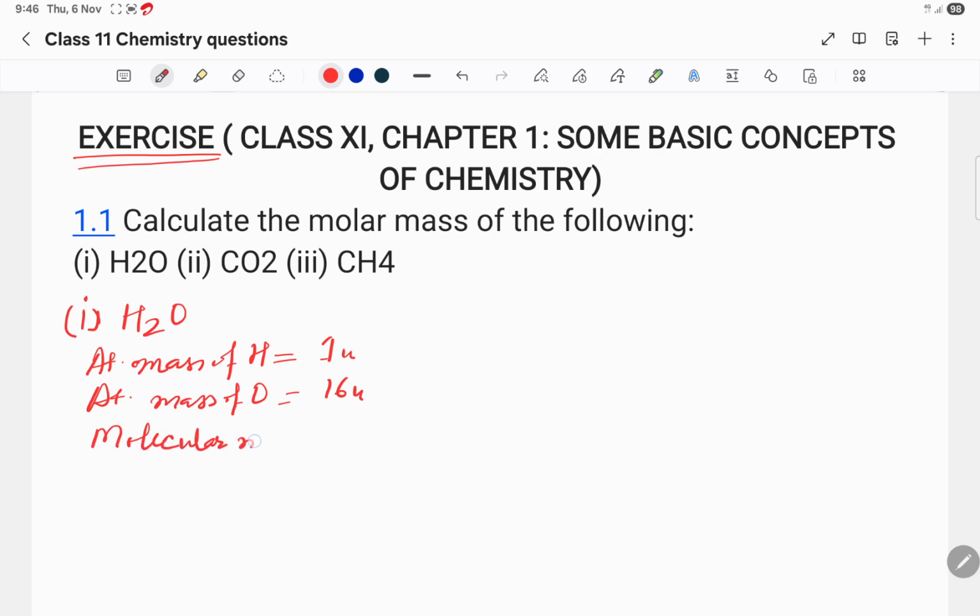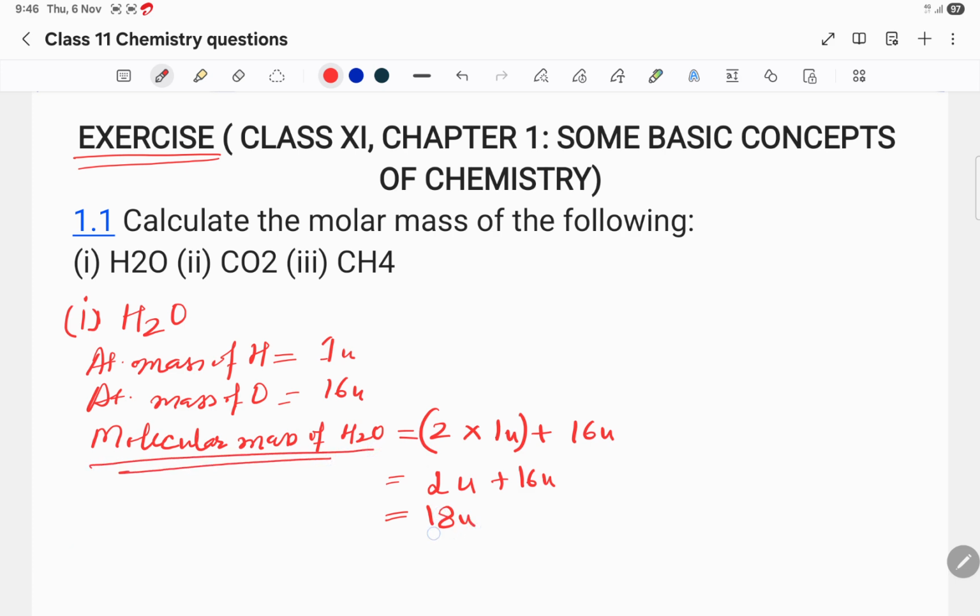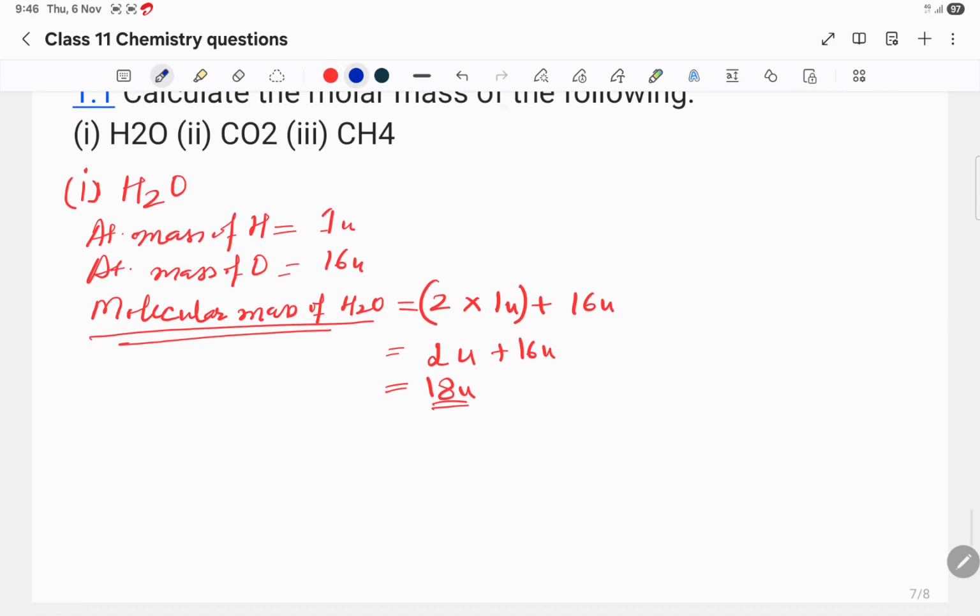Okay, so we are going to put the value in the molecular mass. Molecular mass of water is going to be equal to, there are two hydrogens, so 2 into 1 unit plus 16 unit. Okay, so first you have to multiply it, because according to BODMAS, multiplication is done first. 2 units plus 16 unit, and it becomes equal to 18 units. So the molecular mass of water is going to be 18 units. This is the first question, first part.